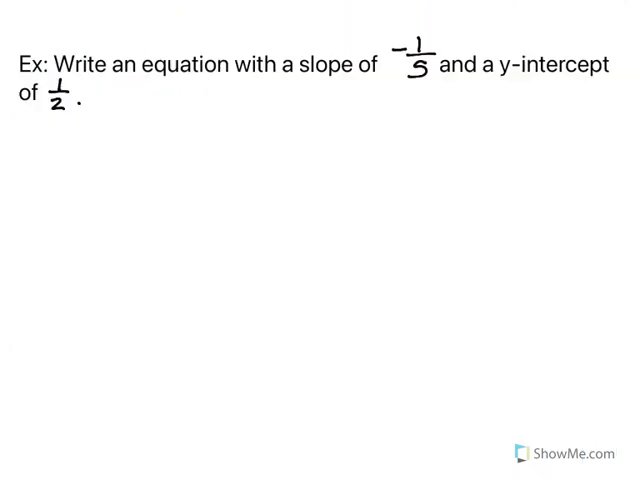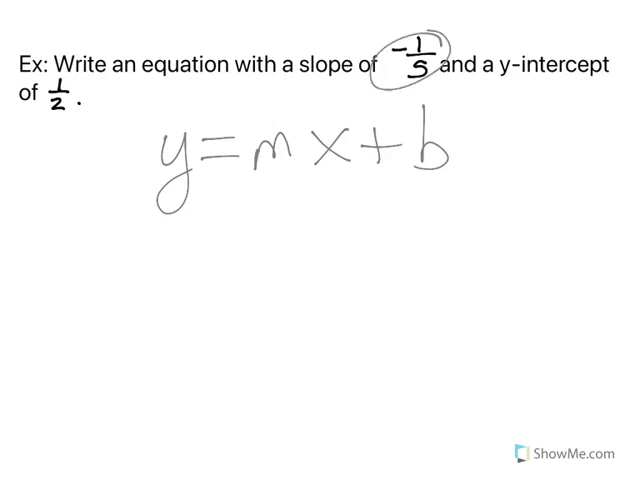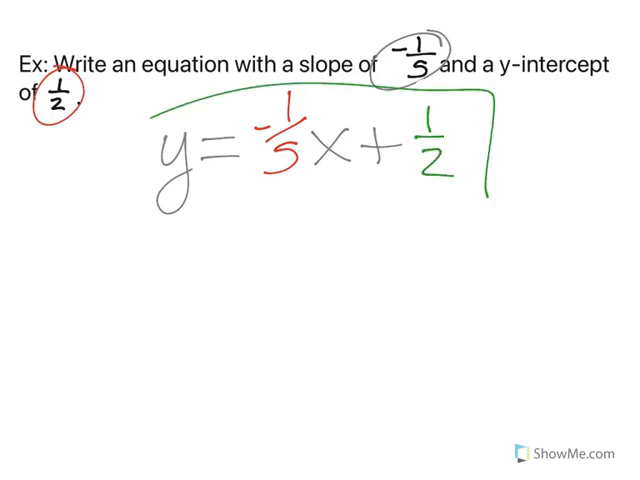Let's write an equation with a slope of -1/5 and a y-intercept of 1/2. So if I know that y equals mx plus b, I can say, okay, the slope is -1/5. So instead of m, I'm going to plug in -1/5. And the y-intercept is 1/2. So instead of b, I'm just going to type in 1/2.